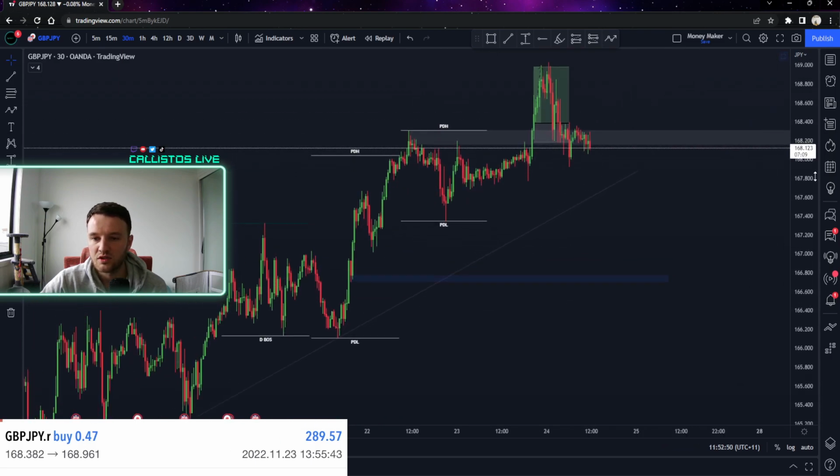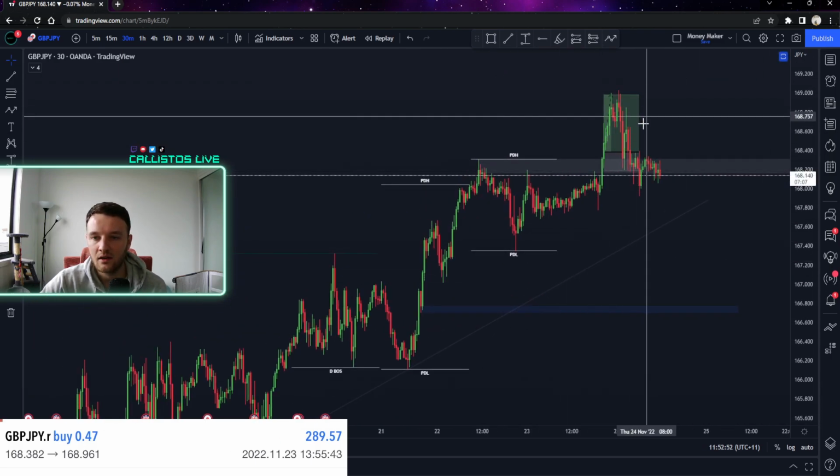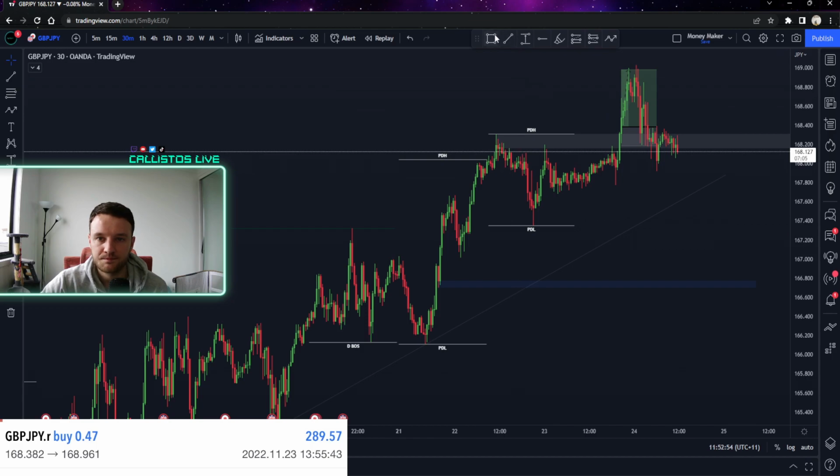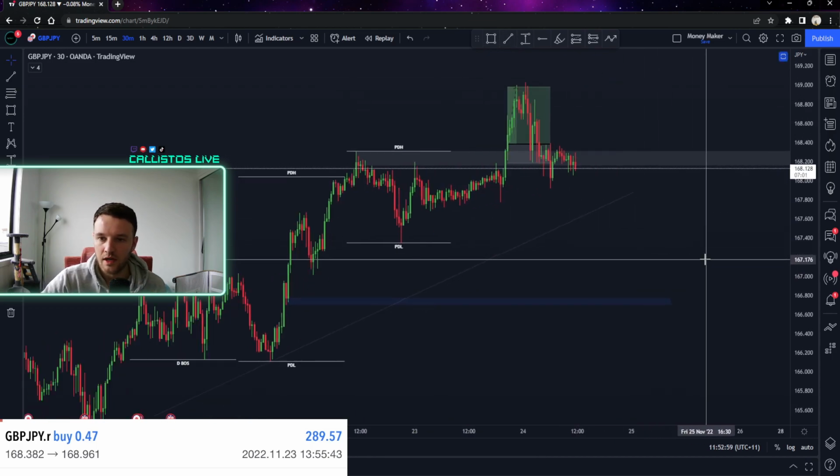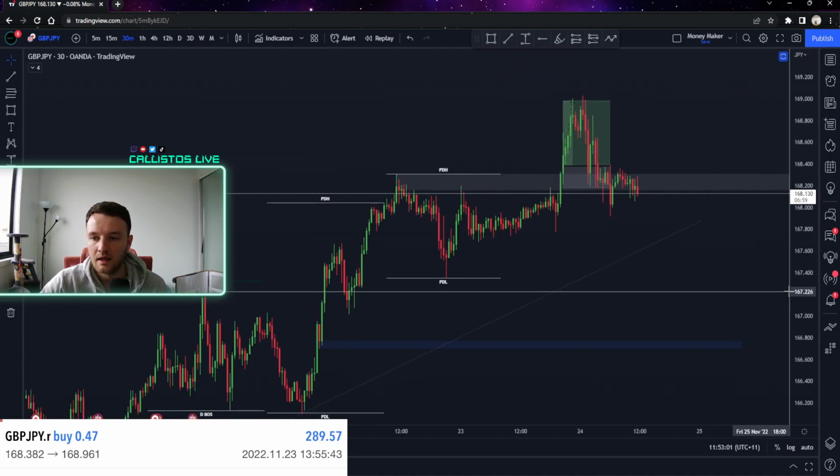This was the first real opportunity it gave me to get in a nice entry. I did have entries as well over here last week, but anyway, that's a different trade. That's a different day. This is just recapping yesterday's trade.